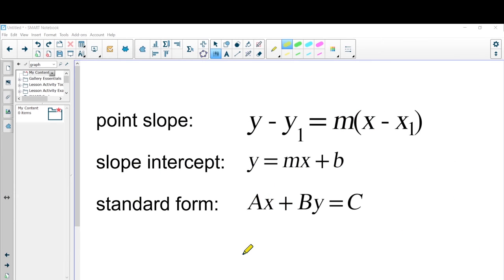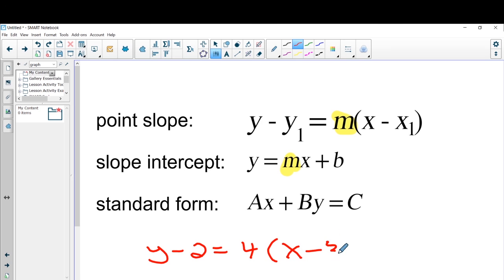The last way to identify slope is if you're given the equation and it already has slope in it. So if I've given you the point-slope form, you just have to find your m, and in slope-intercept form, you just have to find your m. So for instance, if I had an equation written, say, y minus 2 equals 4 times the quantity x minus 3, since we know the form, the 4 right here would be your slope.